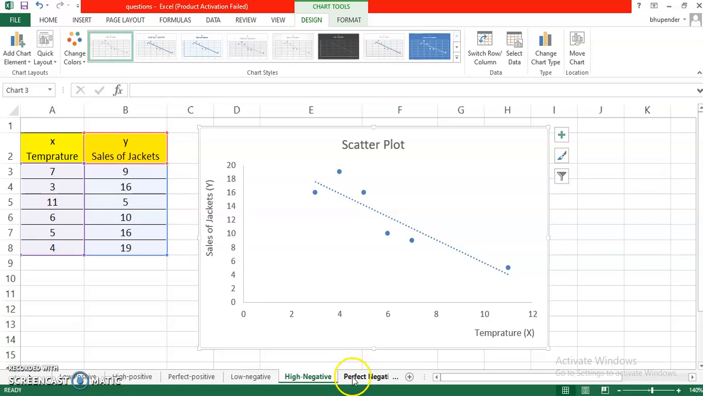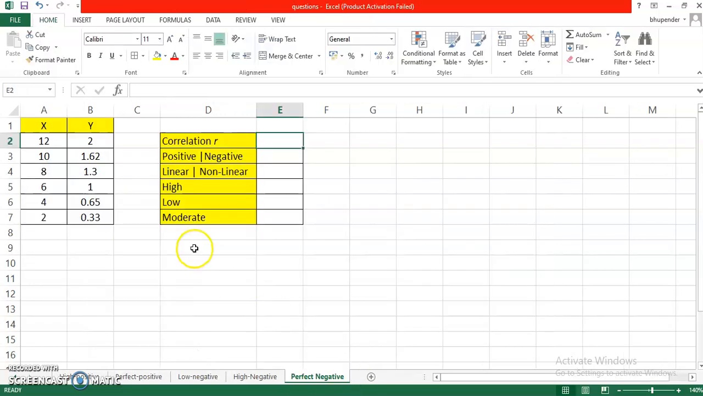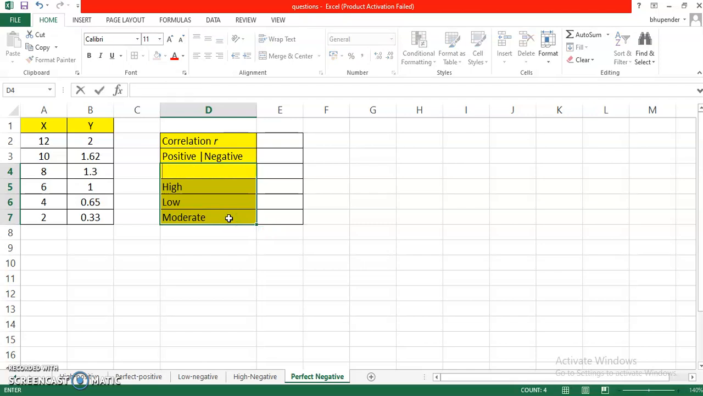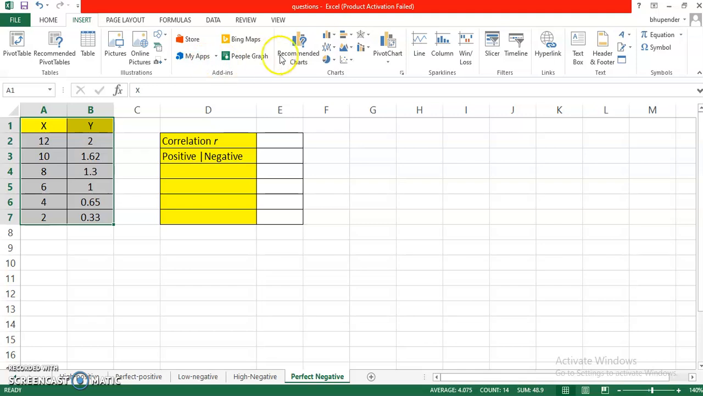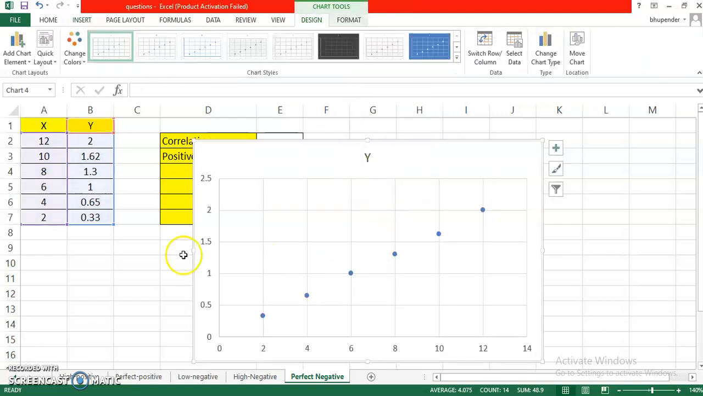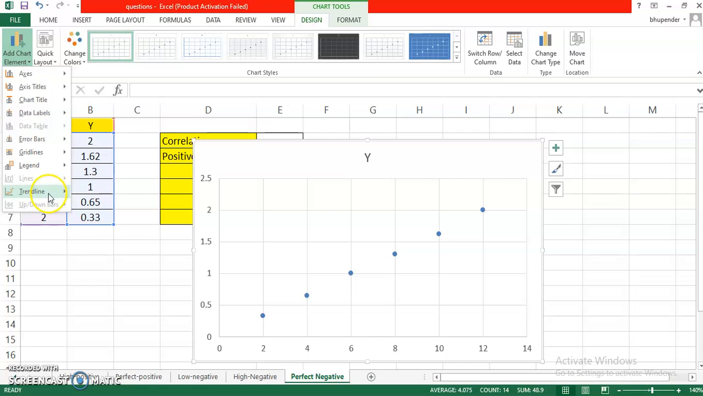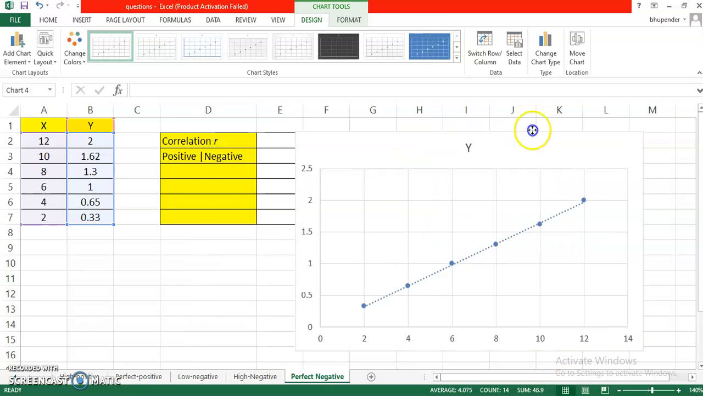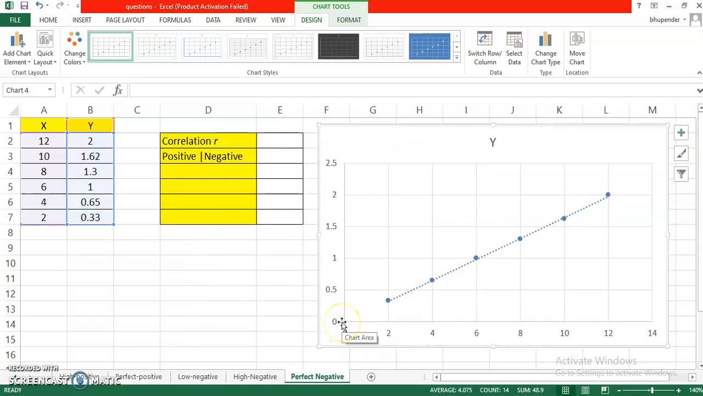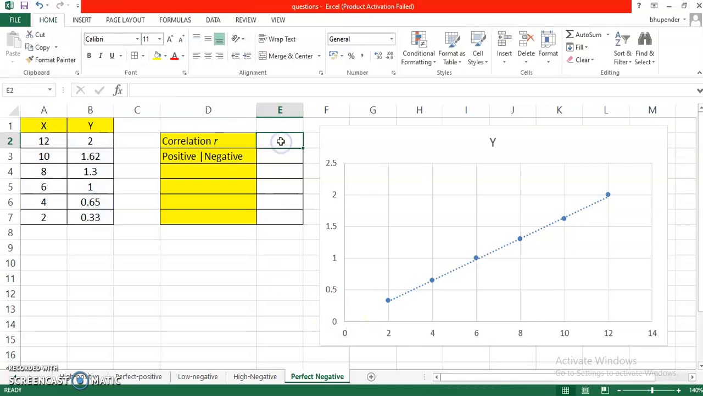Let's talk about the last type, the perfect negative. Perfect negative means -1. So let's select the whole data once again, go to insert, go to scatter plot, and when I add a trend line, it shows me a perfect negative correlation. For higher X, the Y is lower, and so on. So if you could see, this is a perfectly negative correlation.